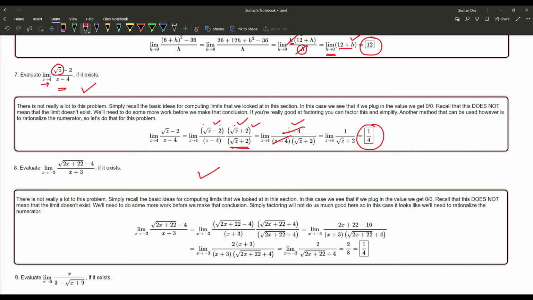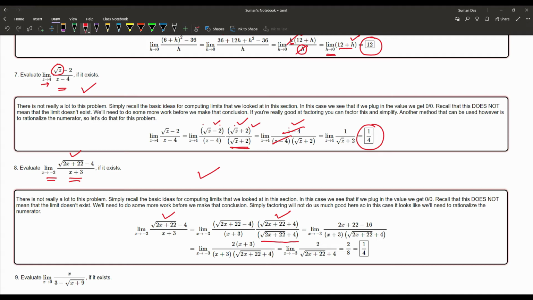Now the next problem is also containing the square root system. That means limit x tends to minus 3. The numerator is square root of 2x plus 22 minus 4 and the denominator is x plus 3. So once again, when there is a square root in the numerator part, here we are multiplying the numerator part with the square root of 2x plus 22 plus 4. That is the conjugate method. And as we have multiplied it with the square root of 2x plus 22 plus 4, we are dividing it with the square root of 2x plus 22 plus 4.